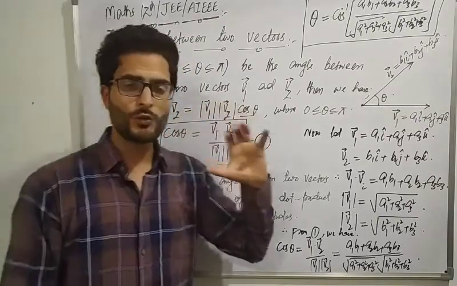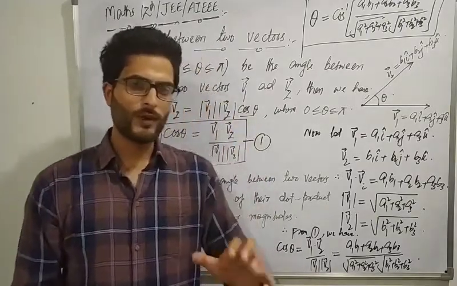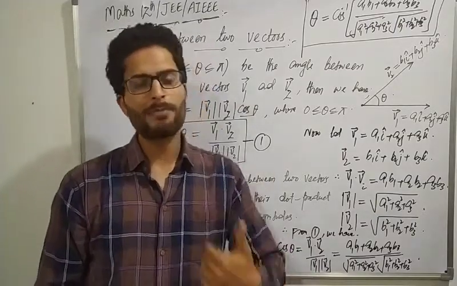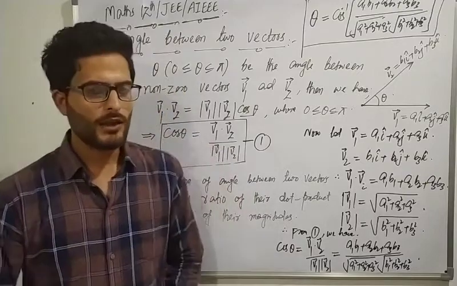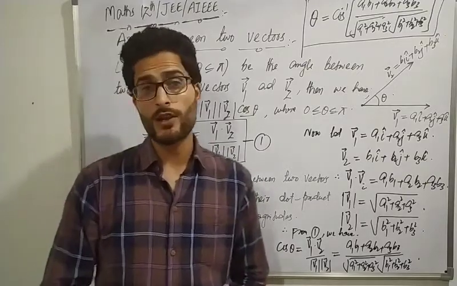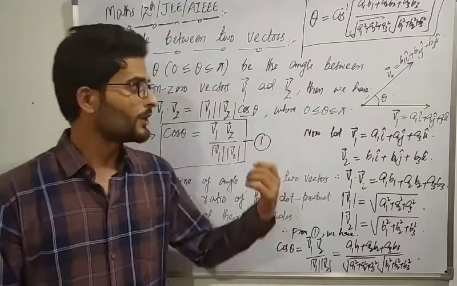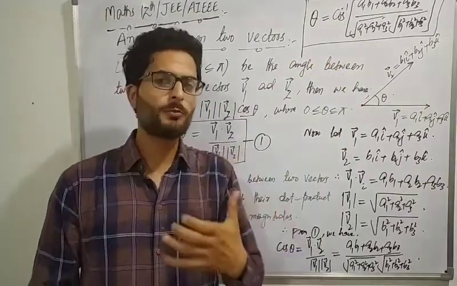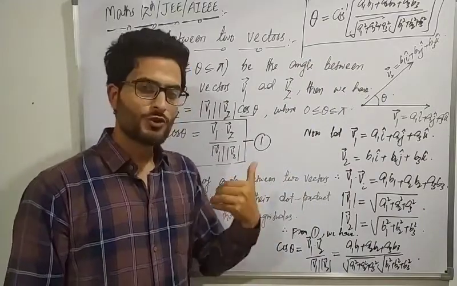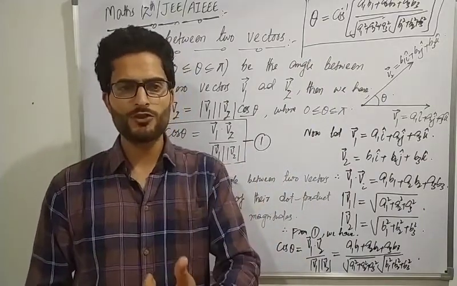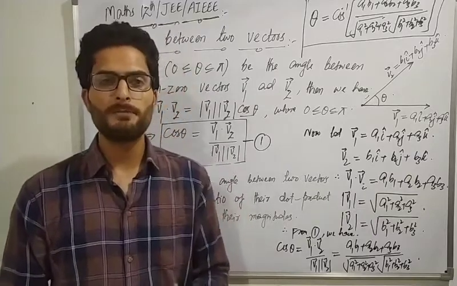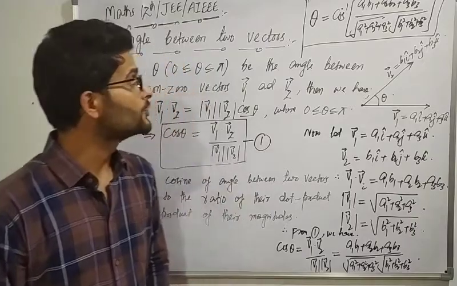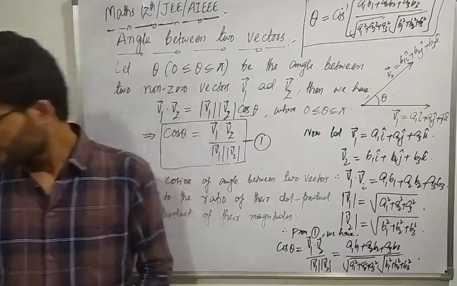So the angle between two vectors a1i plus a2j plus a3k and b1i plus b2j plus b3k is directly equal to theta equals cos inverse of a1 b1 plus a2 b2 plus a3 b3 divided by square root of a1 square plus a2 square plus a3 square into square root of b1 square plus b2 square plus b3 square. That was about the topic angle between two vectors.